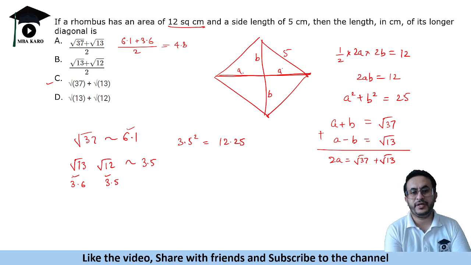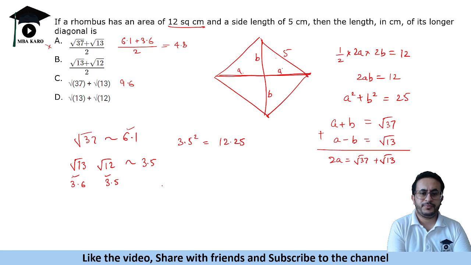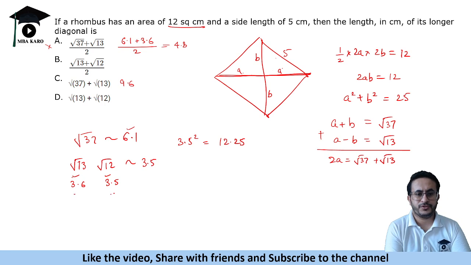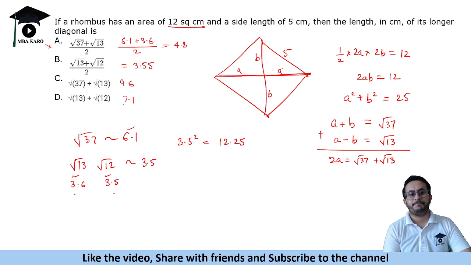So definitely 2A will be longer than this. Okay, 2A will be longer than this side. So this is not true. Now this value is 9.6, possible. Okay, possible value. Root 13 plus root 12. Root 13 plus root 12 is how much? You can take 7.1 by 2, that is 3.5 or 3.6. Okay, 3.55 you take. This is 7.1.